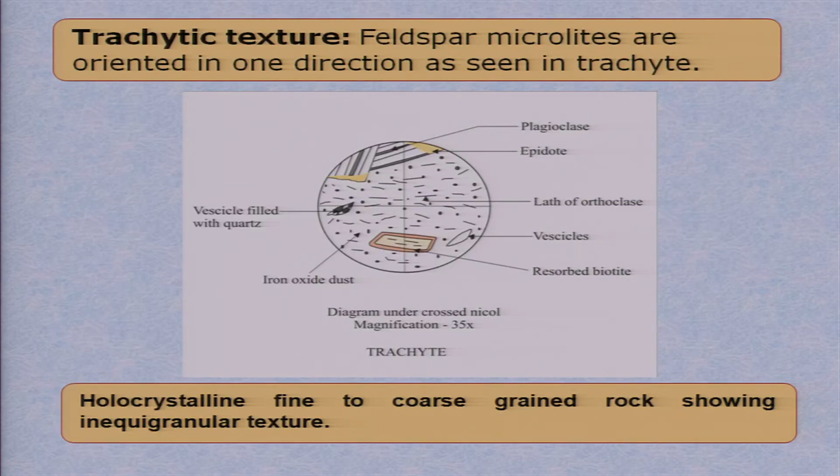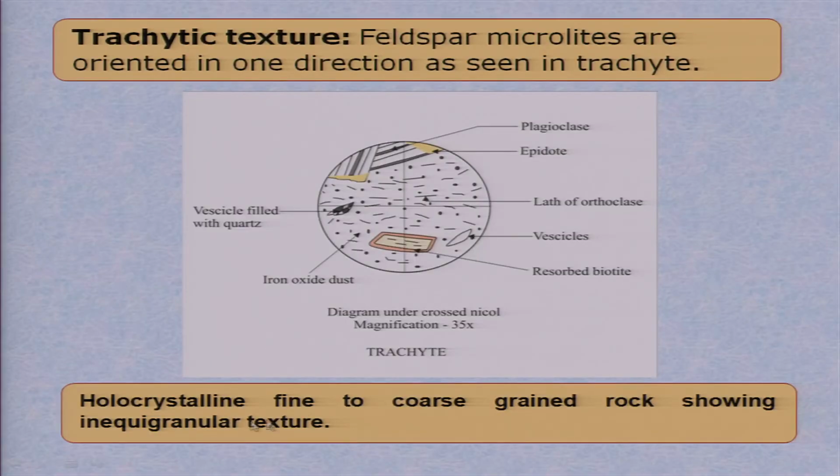Now, I am discussing another variety of texture, which is known as trachytic texture. Trachytic texture means rough in feel. When you put your fingers over the outcrop, you may feel a rough feel, and the roughness is because the feldspar microlites are oriented in a particular direction, as seen in trachyte. Putting your fingers in one direction, you feel smooth, while in the opposite direction you may feel rough, because the microlites are oriented in a different direction.